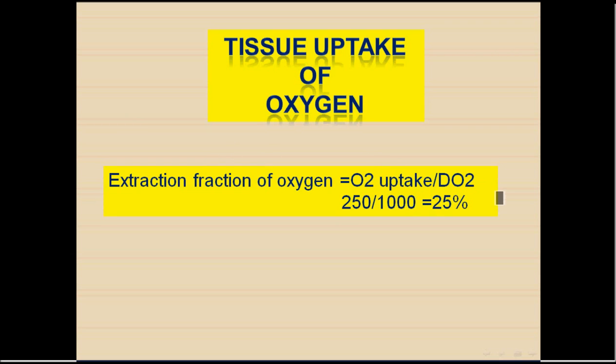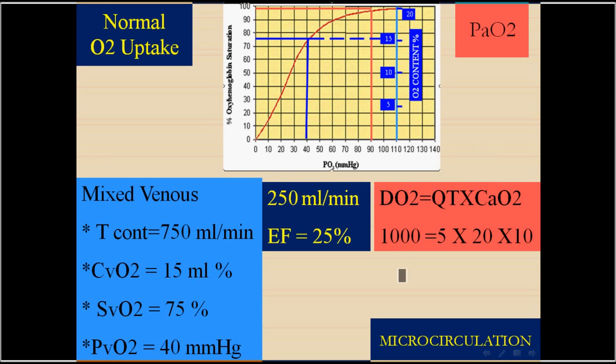If it is divided by the oxygen delivery, this will give you the extraction fraction of oxygen. So the oxygen uptake is about 250 and the oxygen delivery is 1000. So the extraction fraction is 25. Usually we say extraction fraction is a percent, but usually we deal with the absolute number, which is the oxygen uptake, which is 250. Look at this. The oxygen delivery is 1000, and the oxygen uptake is 250. This is 25%.